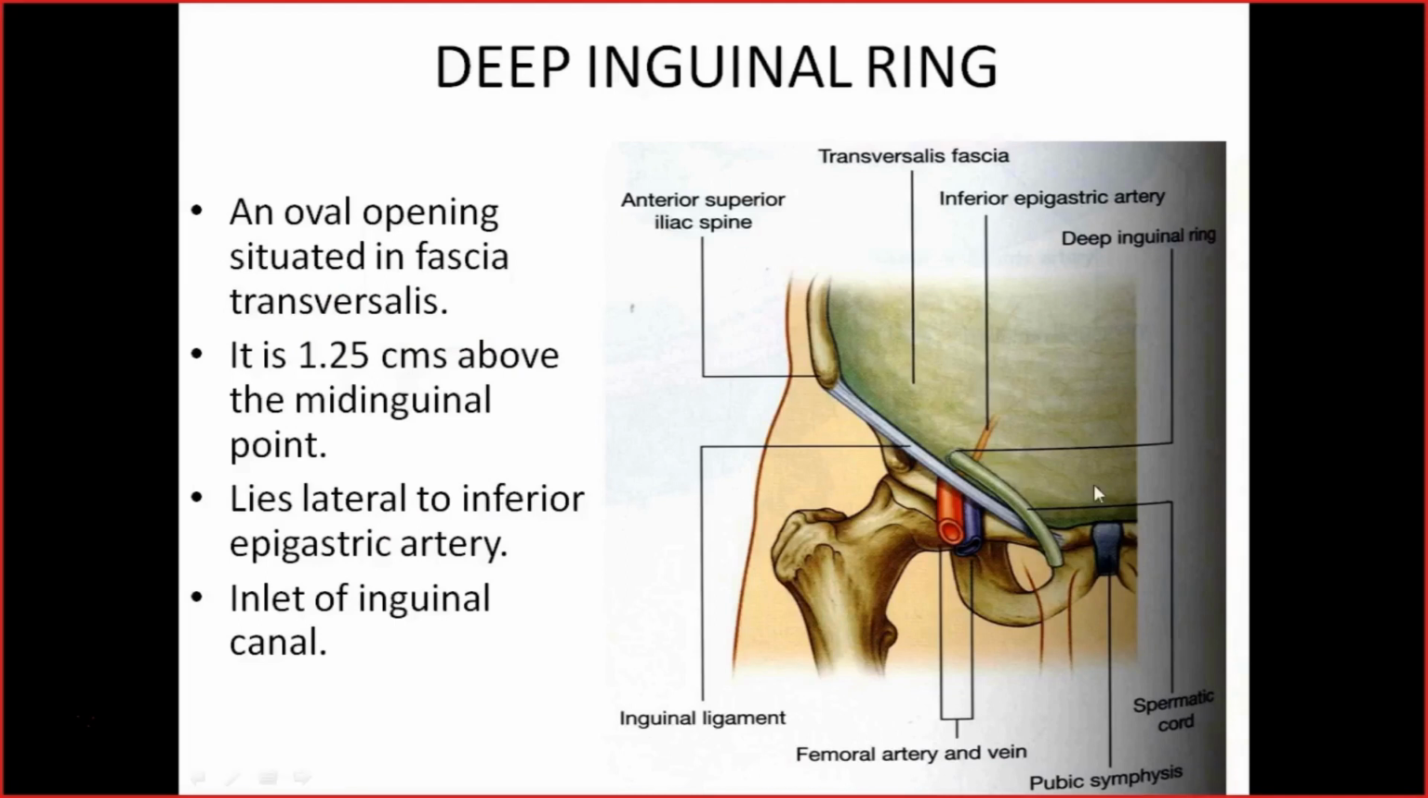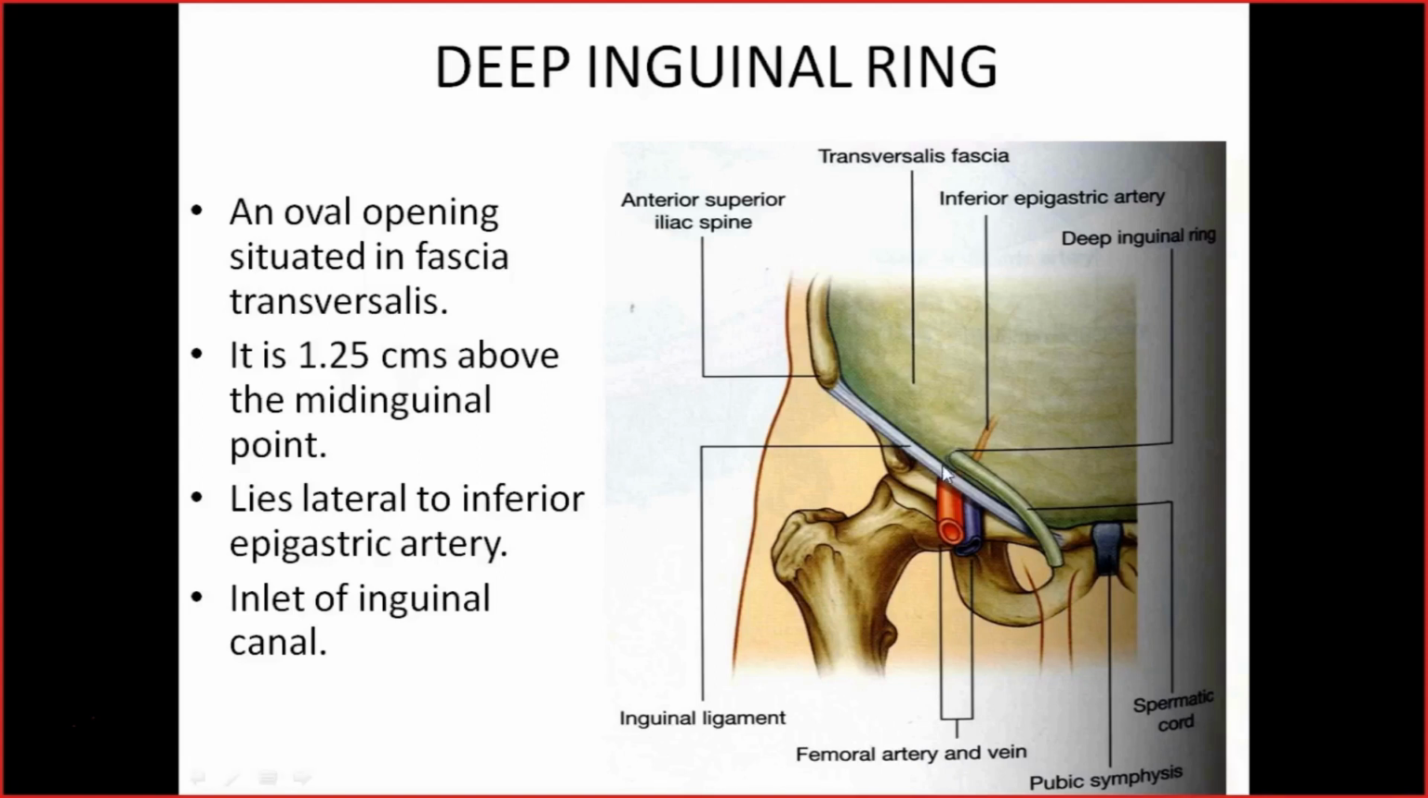Now we will go for each detail, such as the boundaries. First we will deal with the 2 openings, deep ring and superficial ring. Talking about the deep inguinal ring, as we already know, it is present in fascia transversalis. This green shaded area is showing the fascia transversalis. It is an oval opening and it lies above the inguinal ligament or mid-inguinal point. You know the difference between mid-inguinal point and midpoint of inguinal ligament, right?